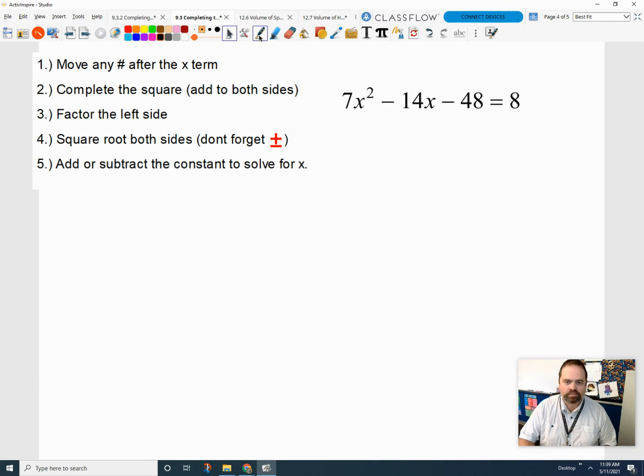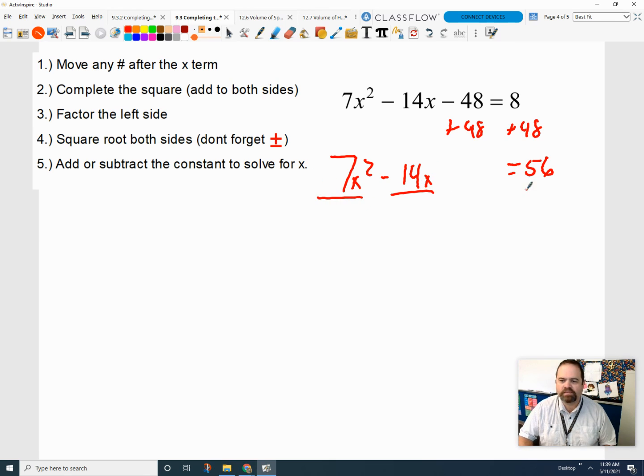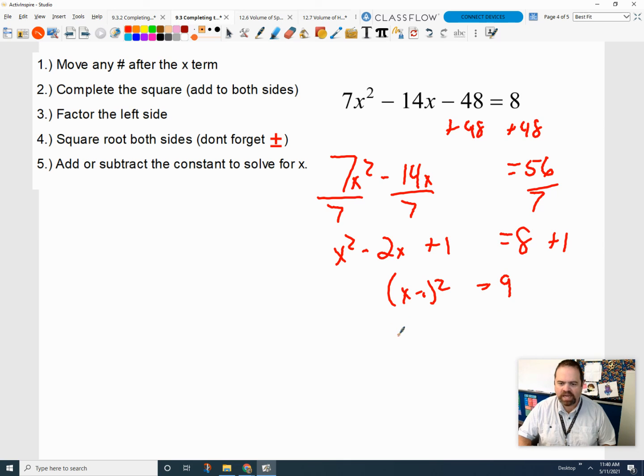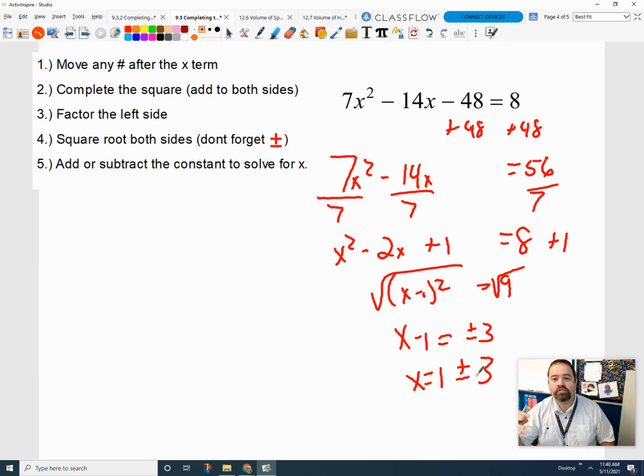So same thing here. I'm going to get rid of my 48. So that is 7x squared minus 14x equals 56. Divide everything by 7. So I've got x squared minus 2x. Leave my hole in there, and 8 on the right. Let's see. Half of negative 2 squared is 1, plus 1. Oh, good. That's 9. So x minus 1 squared equals 9. So x minus 1, right, when I do the root now, is plus minus 3. So x is 1 plus or minus 3. Okay, so your answers are 4 and negative 2.